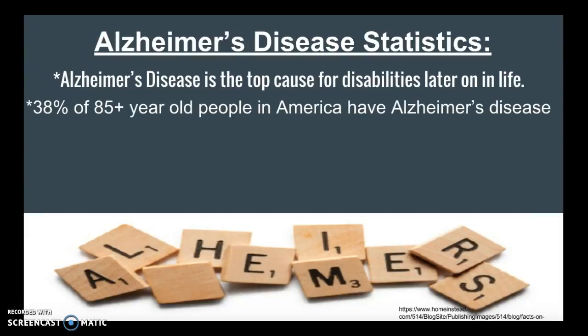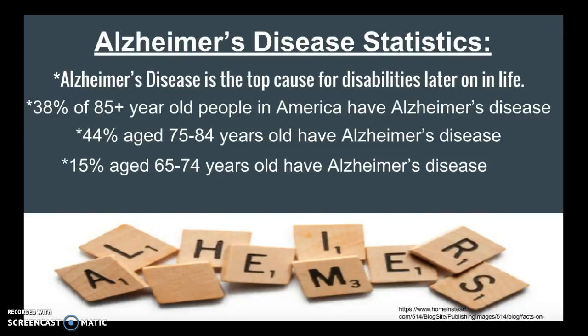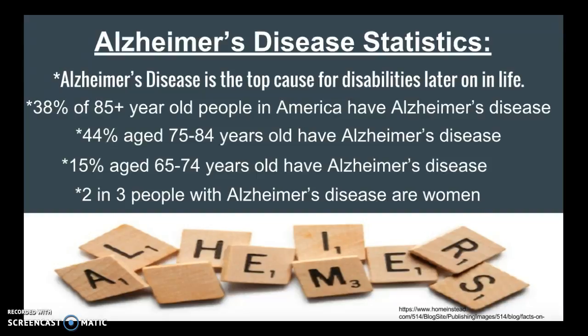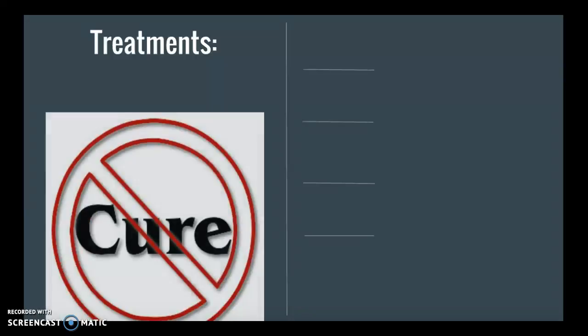38% of people aged 85 or older in America are diagnosed with Alzheimer's disease. 44% of people aged 75 to 84 in America are diagnosed with Alzheimer's disease. 15% of people aged 65 to 74 in America are diagnosed with Alzheimer's disease. And 2 in 3 people diagnosed with Alzheimer's disease are women. Scientists are unsure why more women are affected by Alzheimer's disease than men, but they are looking into possible genetic reasons.